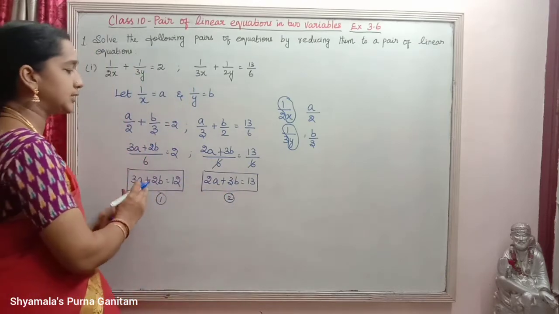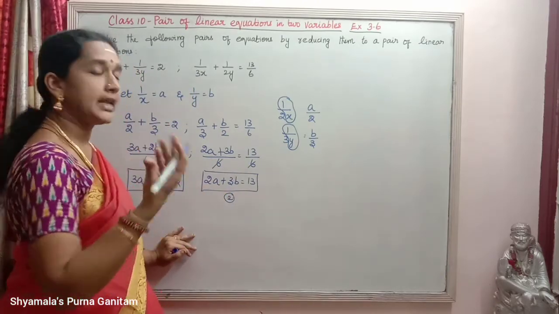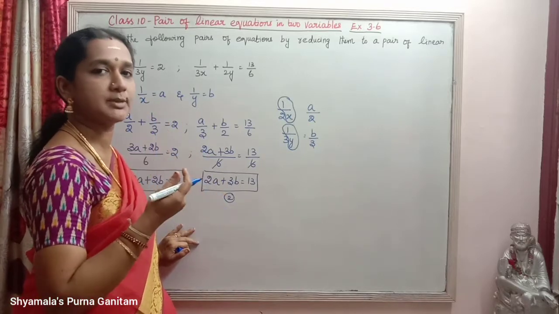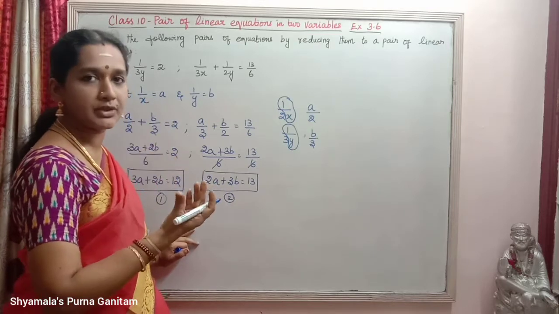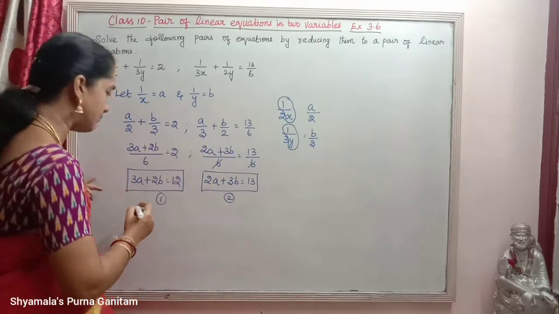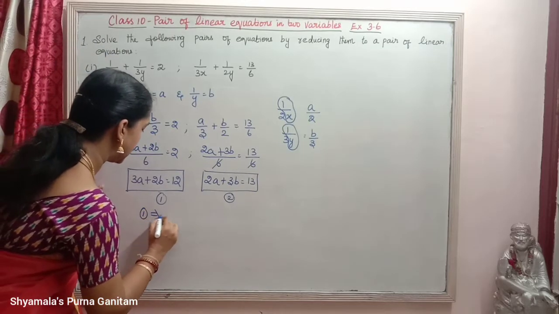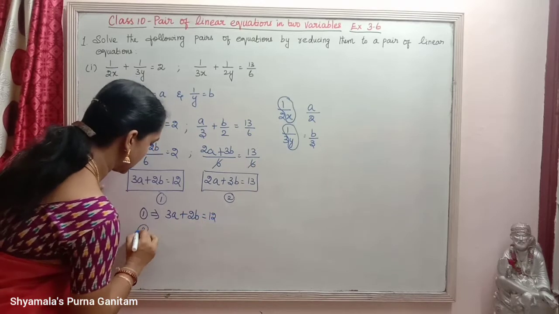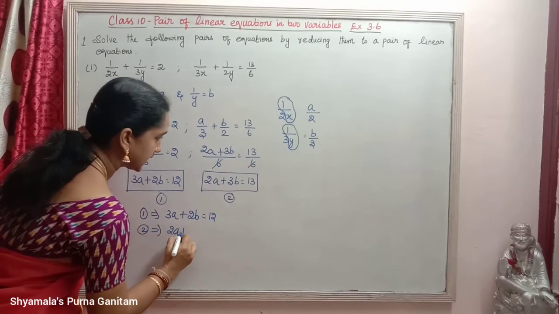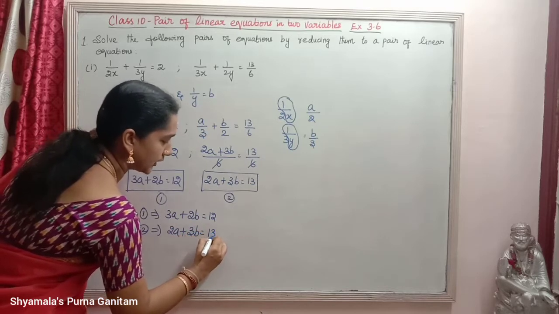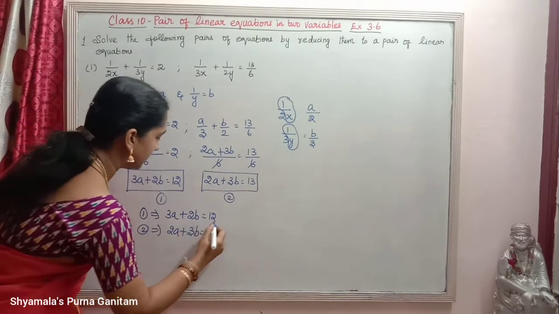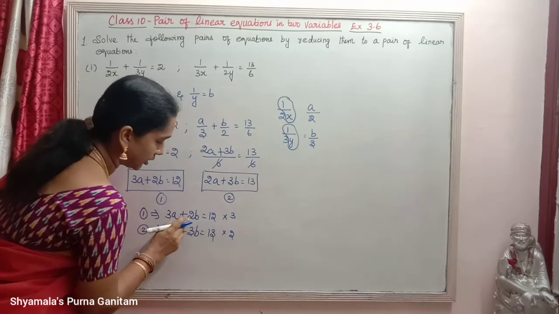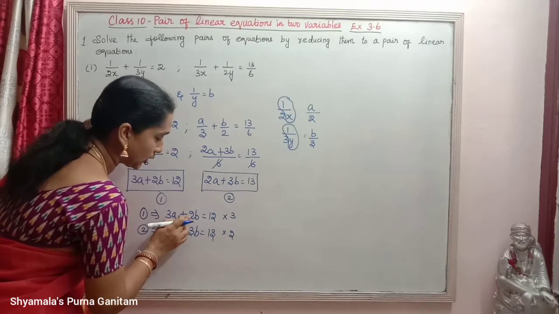Okay, so now we will solve these two equations by any one of the methods. We have elimination method, substitution method and cross multiplication method. Using any one of the methods, we will find the value of a and b. So, first equation is 3a plus 2b is equal to 12, and second equation is 2a plus 3b is equal to 13. Now I will multiply the first equation by 3 and the second equation by 2, so that I can eliminate this b.